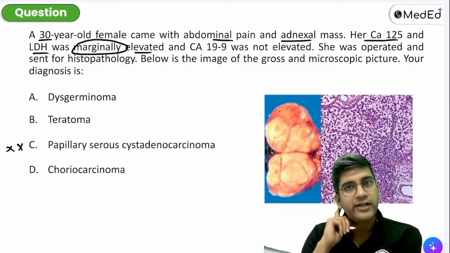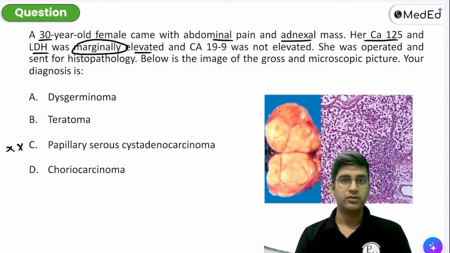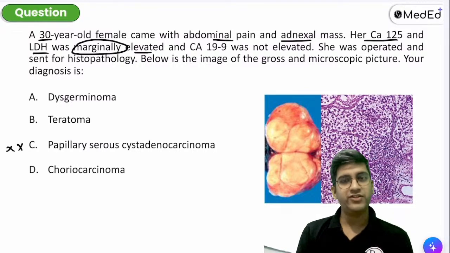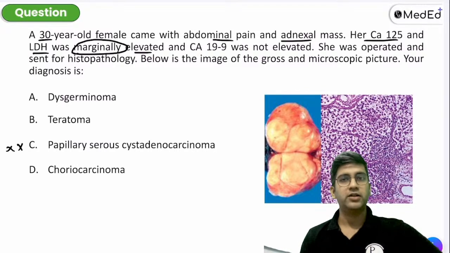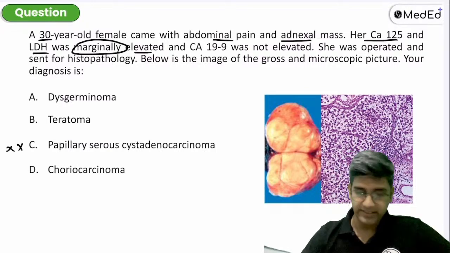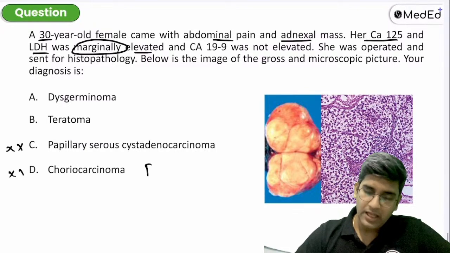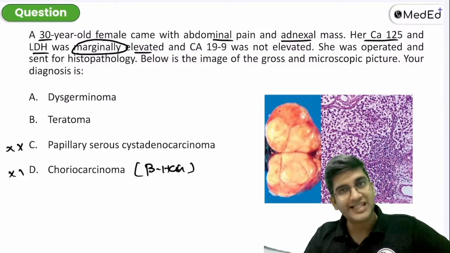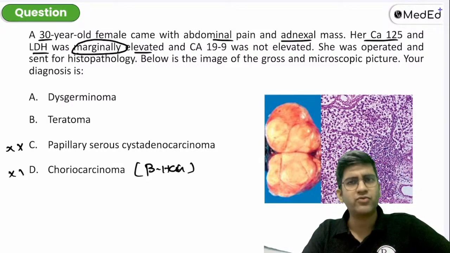What marker will be elevated in choriocarcinoma? Is it CA125 or beta HCG? It's choriocarcinoma, which comes from the trophoblast. It's beta HCG, right? So I can remove this also. I don't have a beta HCG elevation, so I can remove this as well, because beta HCG is the one which will be elevated in any case of chorionic tumors.